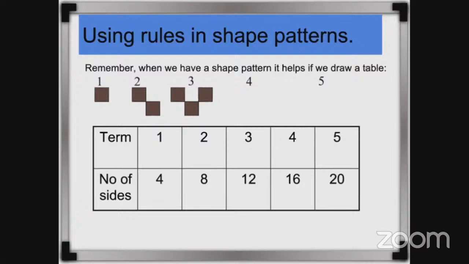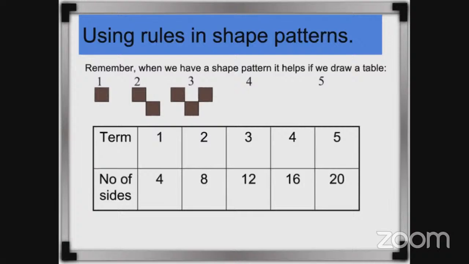Miss, I'm drawing. Okay, draw it and open up. If you can either describe or I can stop sharing and you open up your camera. And then while you're drawing the fourth pattern, someone else can draw the fifth. Now there's a number of sides that you can see here. Several things are happening with this pattern. The term 1 has 4 sides, term 2 has 8 sides, term 3 has 12, 4 has 16, and 5 has 20 sides.